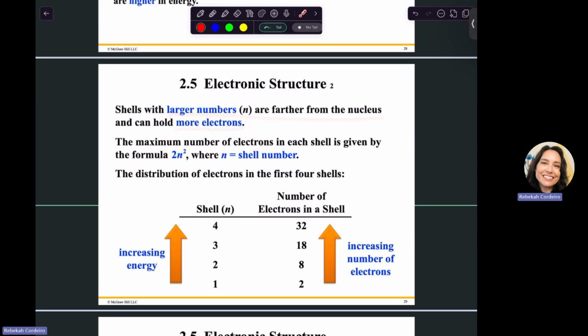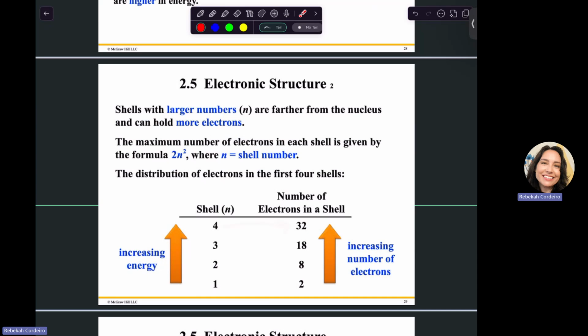The first energy level can only hold 2 electrons. The second energy level can hold a max of 8. And then we go up depending on how many shells we have. The formula is 2n squared, where n is the shell number, and you don't really have to know more than 4. You won't be asked on an exam how many electrons the fourth energy level can hold. I'm just trying to give you a general idea of what the electrons look like.